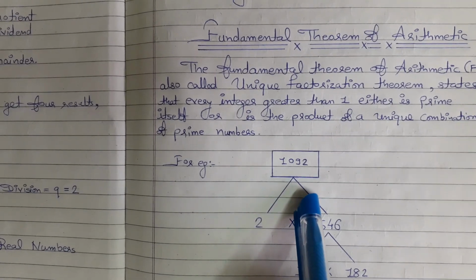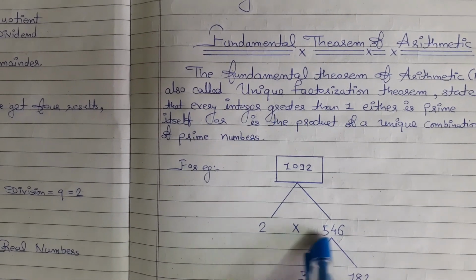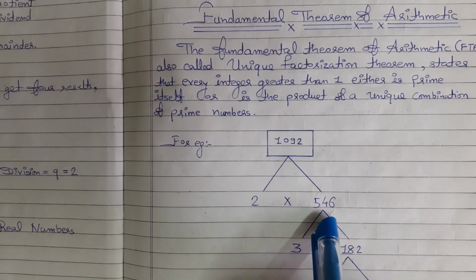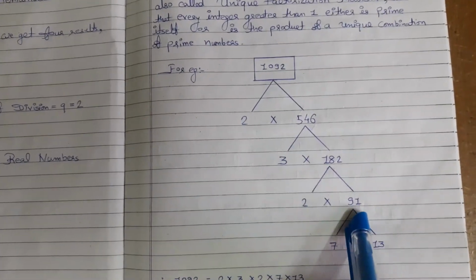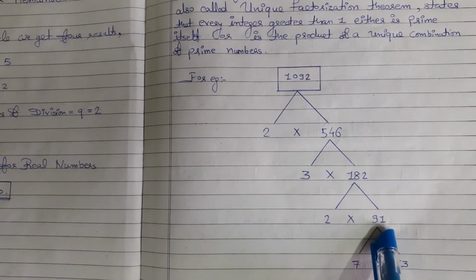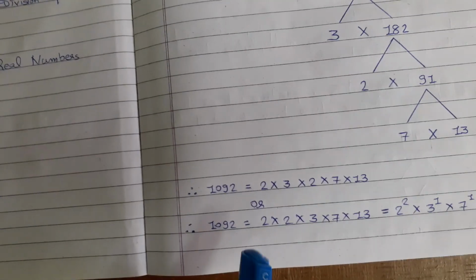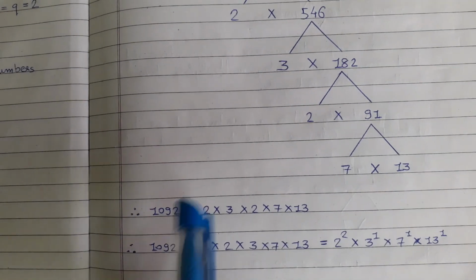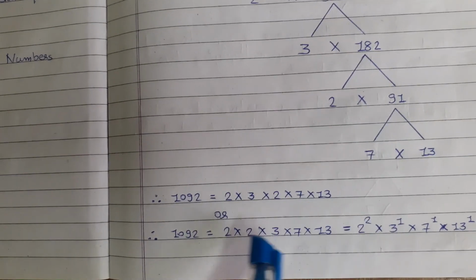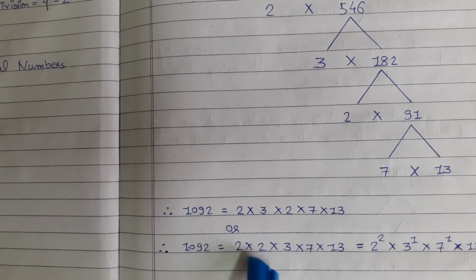Here one example, 1092, is taken. 546 into 2 is 1092. 182 into 3 is 546. 91 into 2 is 182. 13 into 7 is 91. So the total product of 1092 is 2 into 3 into 2 into 7 into 13, making a group of common numbers, that is 2 and 2.